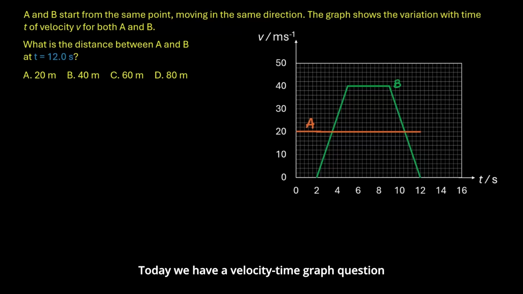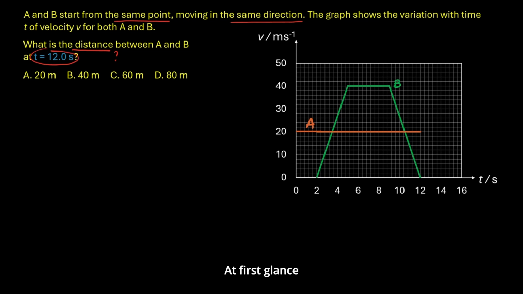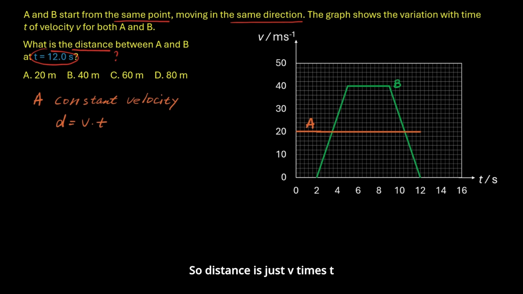Today we have a velocity time graph question. Two objects, the same starting point, same direction, and we need to find the distance between them at t equals 12 seconds. At first glance, object A looks straightforward. It's a flat line, means constant velocity. So distance is just v times t.